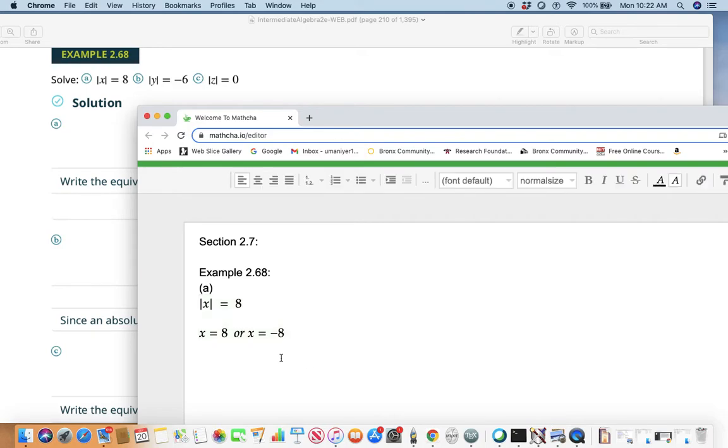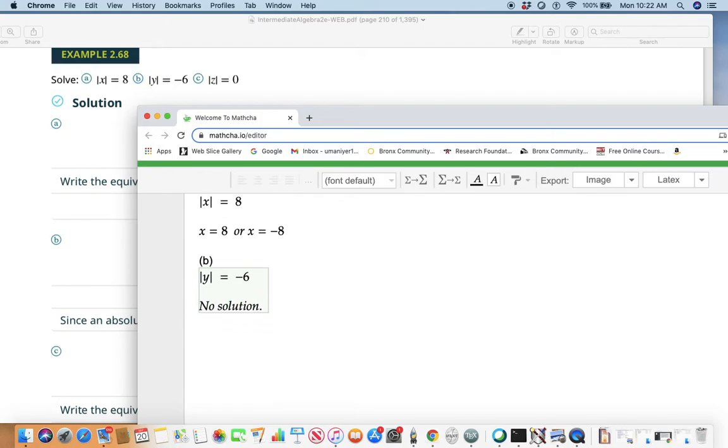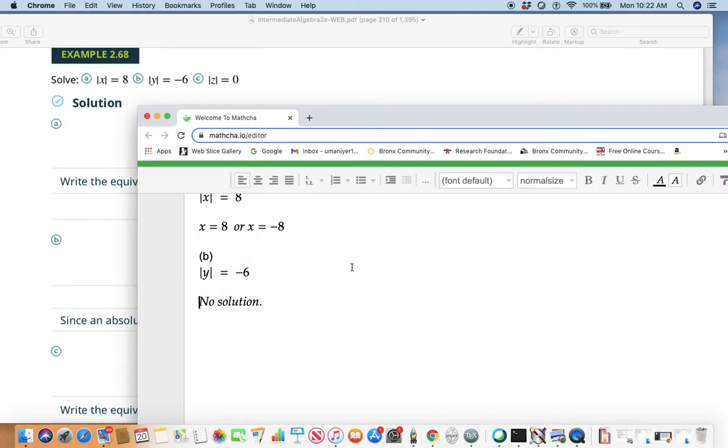Okay, let's try another one. The absolute value of y is negative 6. Absolute value can never be negative, so there is no solution. That's it. Here is another example. The absolute value of z is 0. Well, the only way the absolute value of something can be 0 is if that something is itself 0.